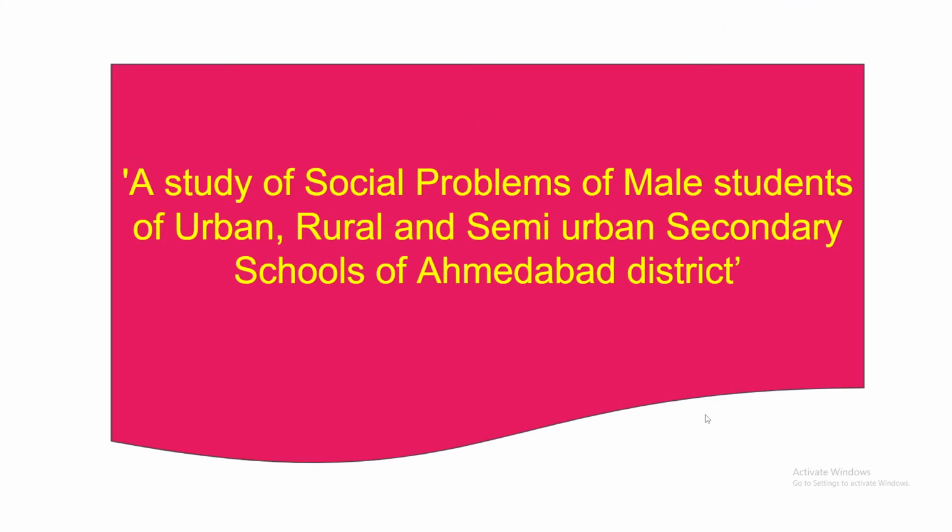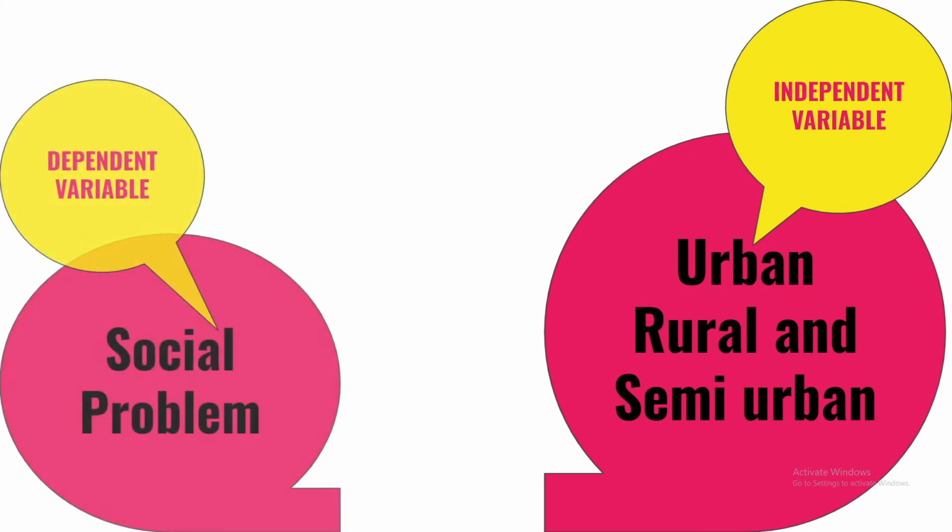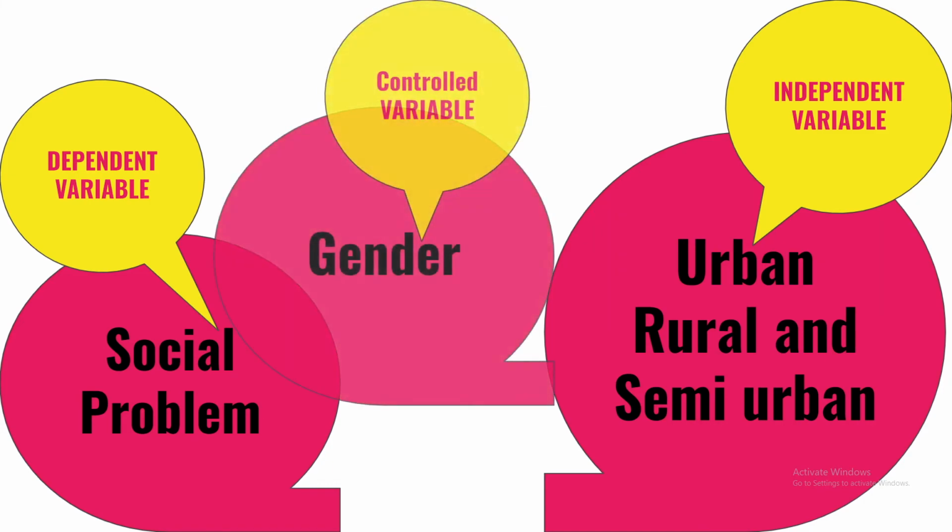In our previously mentioned example, a study of social problems of male students of urban, rural and semi-urban secondary schools of Ahmedabad district, the researcher classified the independent variable as area, urban, rural and semi-urban, which are called strata. Social problem is the dependent variable and gender is the control variable, which is male in our example. But some variables other than the moderator and control variables can also influence the cause and effect relationship of the dependent and independent variables in our example.